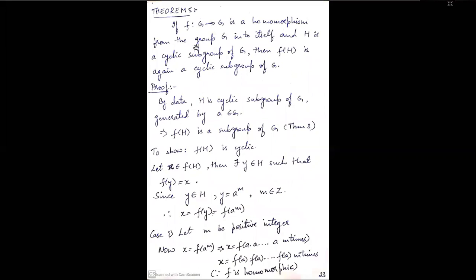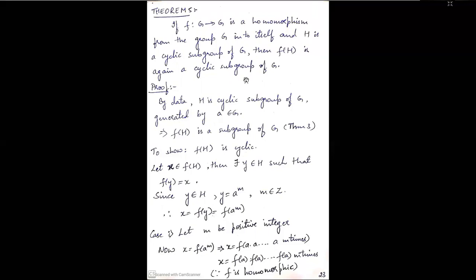Next, theorem 5. If f from G to G is a homomorphism from the group G into itself and H is a cyclic subgroup of G, then f of H is again a cyclic subgroup of G. By data, H is a cyclic subgroup of G, and from theorem 3, we have already shown that f of H is a subgroup of G. The only remaining thing we have to prove is that f of H is cyclic.